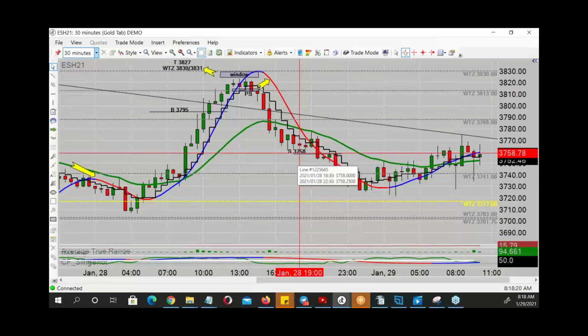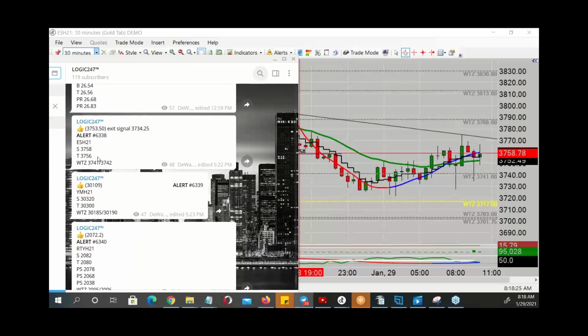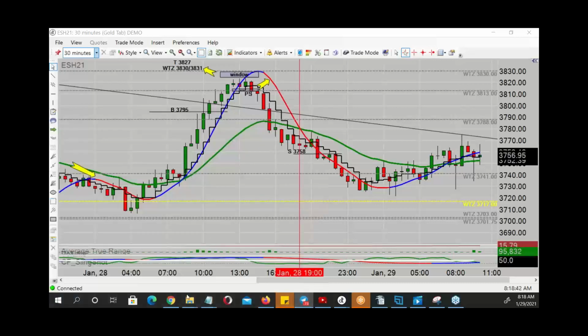37.58. Now, the initial target is 37.56. If your goal is to just take 2 points a day out of the market, you can do that with the alerts using just the initial target. The final trade to target is the weekly trading zone at 37.41/42. And that's what this is right down here.